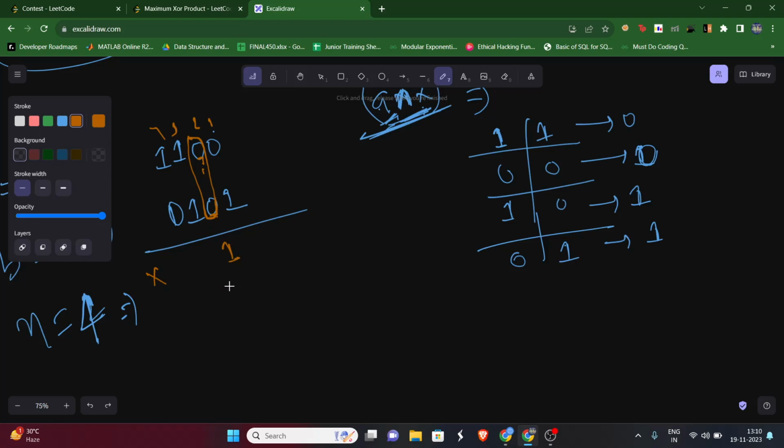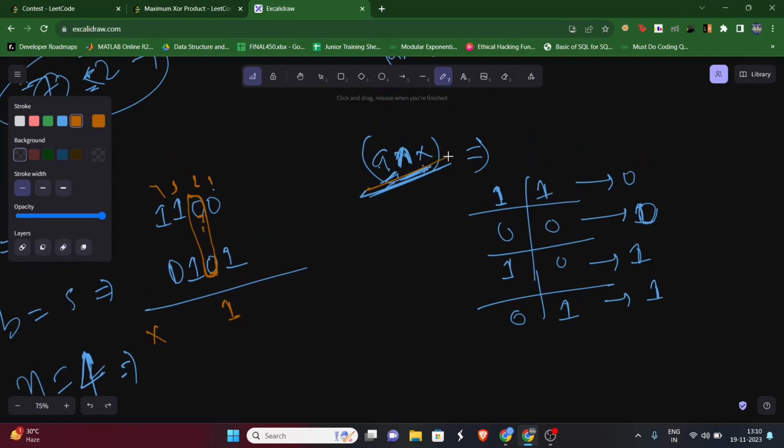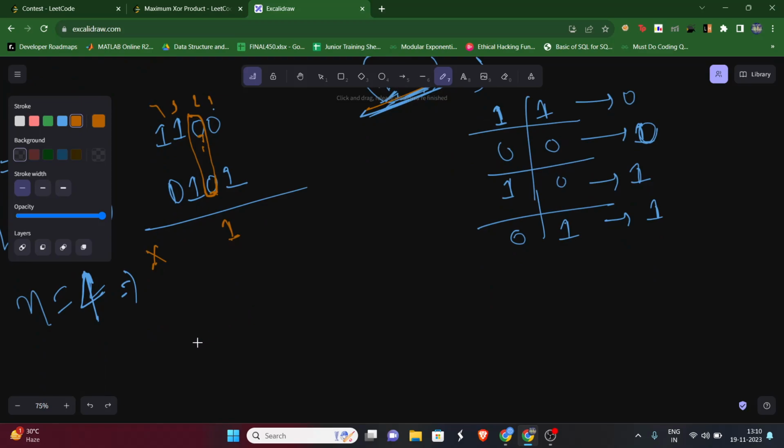Why? Because whenever we will be calculating this value, a's or x, we know that the second bit of a is 0 and the second bit of b is also 0. So if we set the second bit of x as 1, that means the value will increase, because whatever value we have for a, it will be increased. Why? Because this value will be set to 1.